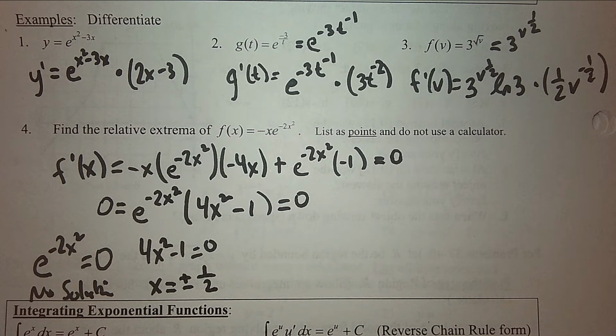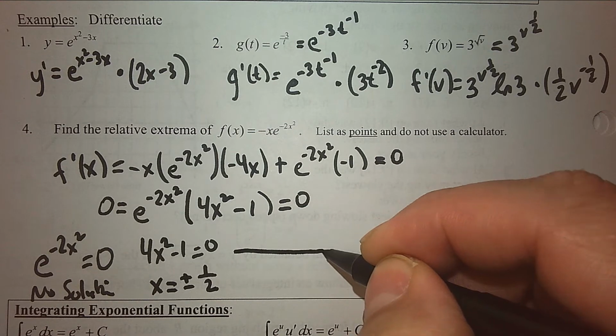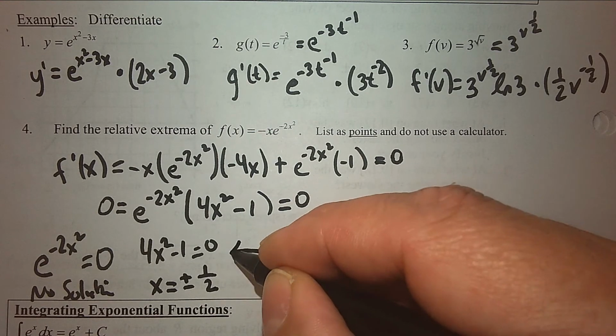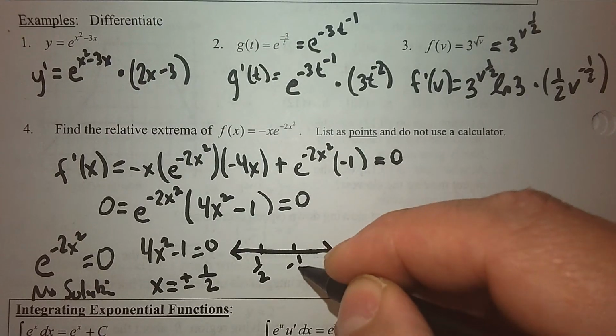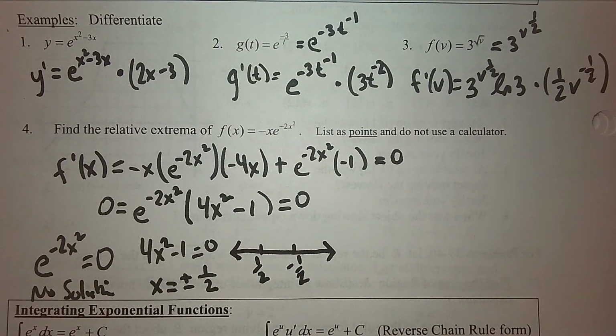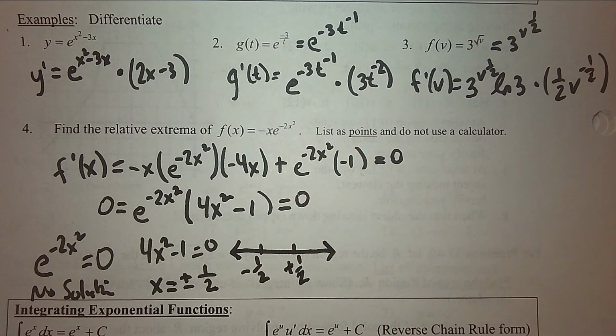My goal is, where are the extrema, right? No. What do I need to do? I need to now test them to see if it changes from increasing to decreasing. So what are my critical numbers? Let's put them in order: negative 1/2 and positive 1/2.